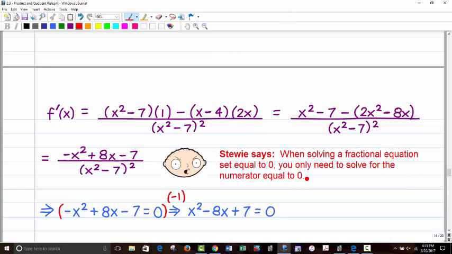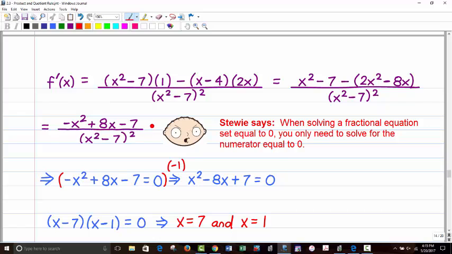Another way you can think about this, which would also be correct, is if you set this equal to 0 and multiplied both sides to get rid of the x squared minus 7, you'd still be left with that numerator. So either way, even though the denominator is technically part of the derivative right here, setting it equal to 0 means we only have to set the numerator equal to 0. So just forget the denominator.